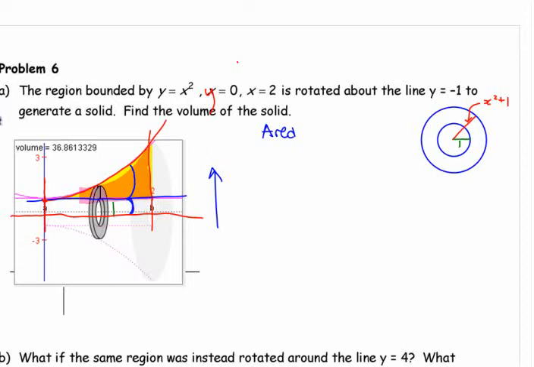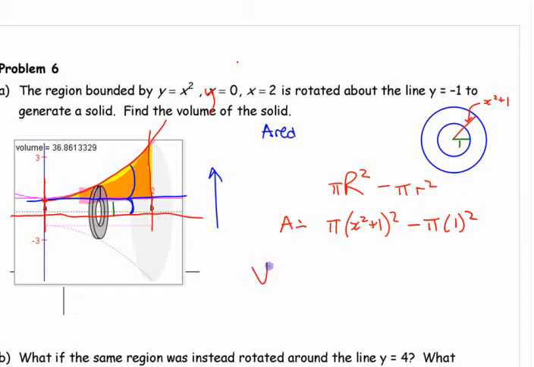So if you write the expression for that cross-sectional area, again, if you have two circles, it's pi times the outside radius squared minus pi times the inside radius squared. That's the area. So in this case, we have pi times (x squared plus 1) squared minus pi times 1 squared. That's the area. The volume is going to be the integral from 0 to 2 of that area.